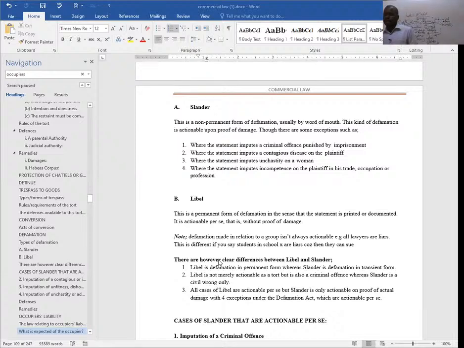So just remember they are of 2 types, and be able to differentiate between the 2 types of defamation. So we can have libel or we can have slander. Libel is in a permanent form, while slander is in a non-permanent form.